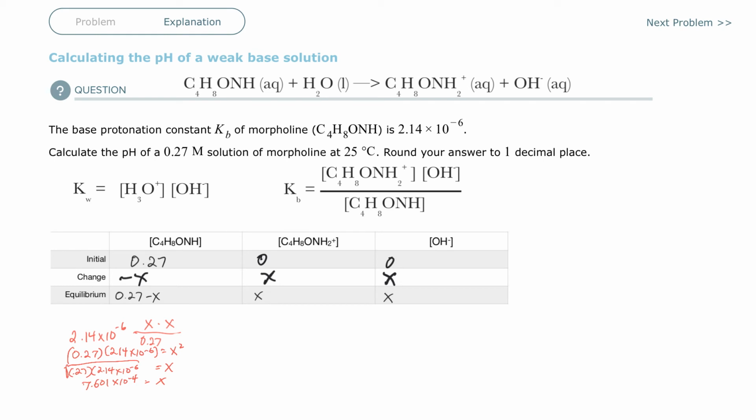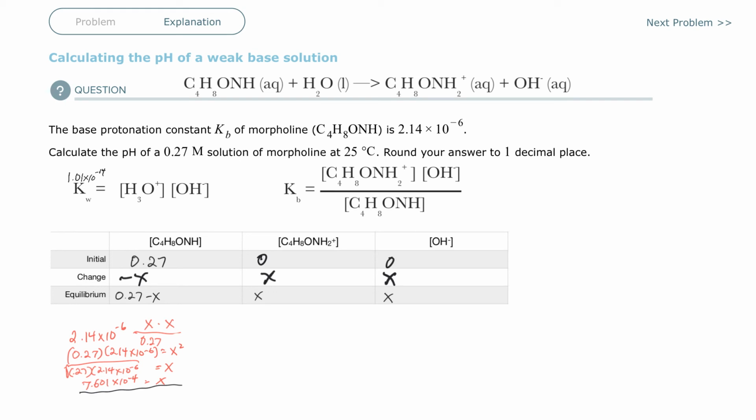So what did we find? Okay, we found that X equals 7.601 times 10 to the negative 4. Well, what is X? X is the hydroxide concentration. That's what this is. 7.601 is the hydroxide. Well, I can come back to this, put this number in. So let's fill in what we know. This number will always be the same. This will be 1.01 times 10 to the minus 14.